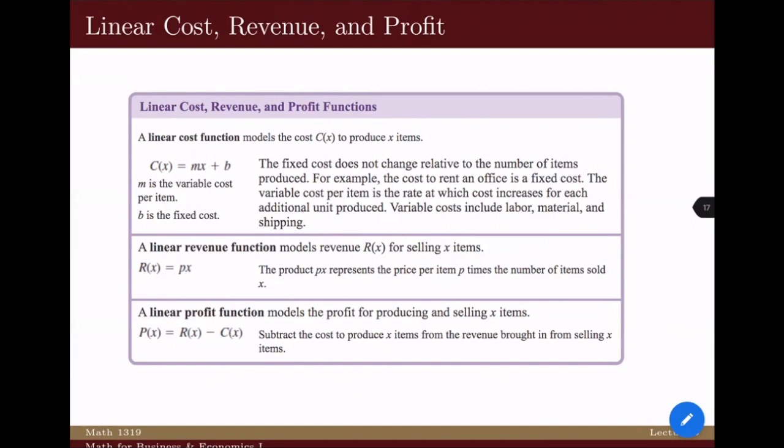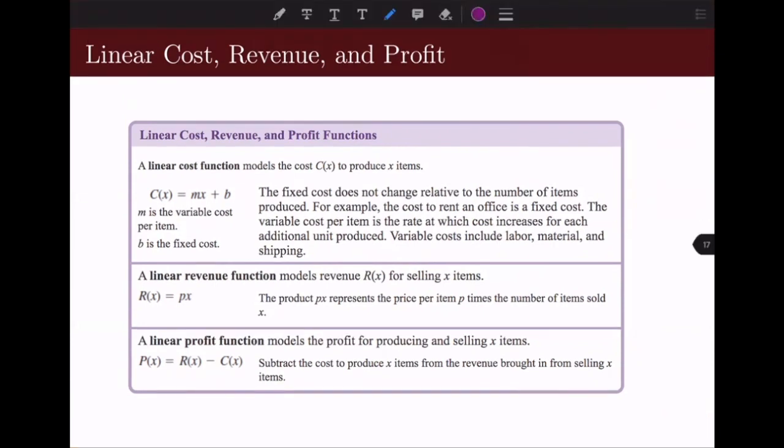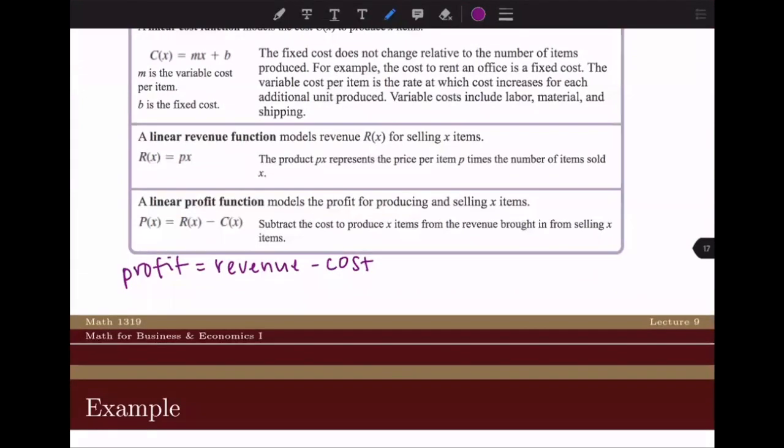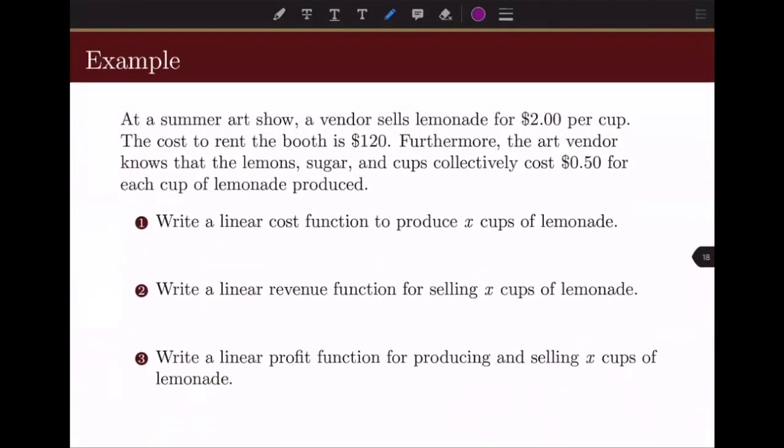And that kind of makes sense if you think about it. We have profit equals revenue minus cost. All right, let's jump into an example.